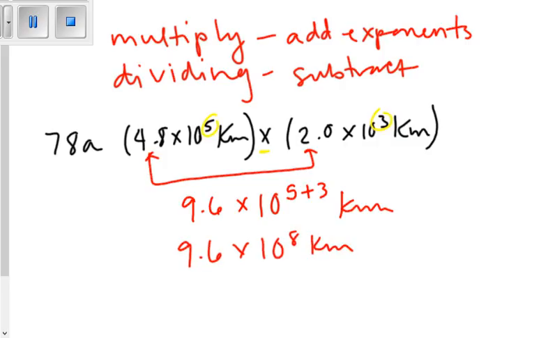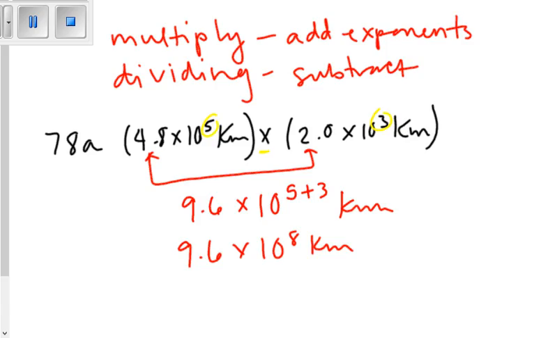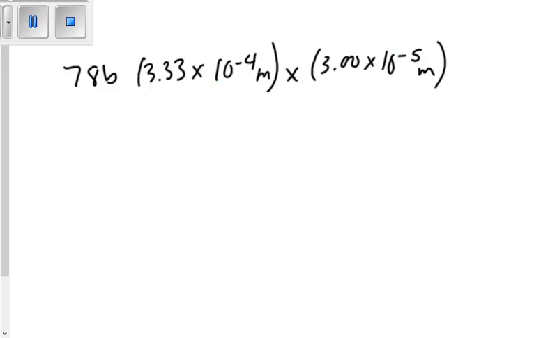All right, so for 78b, another example of multiplication, we've got this time 3.33 times 10 to the negative 4th meters times 3.00 times 10 to the negative 5th meters. So on that last one, let me go back to that last page. I made a mistake. Since you have kilometers times kilometers, it should have been kilometers squared. So make that correction. All right.